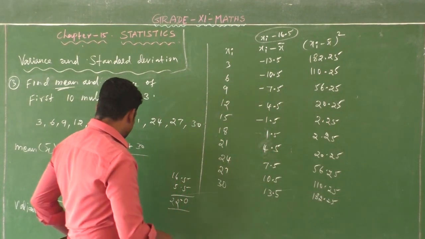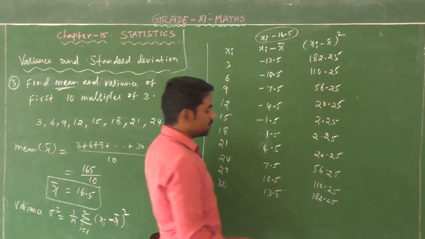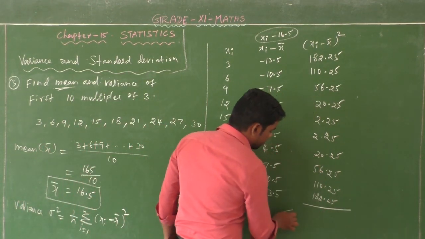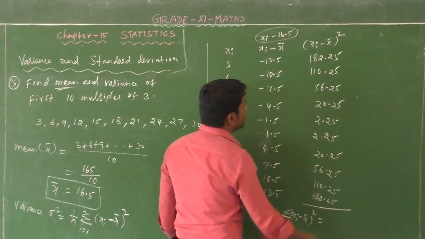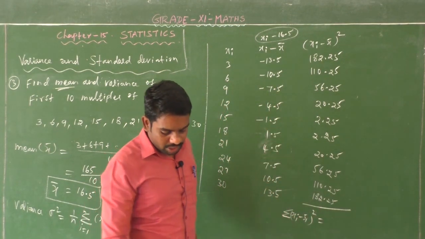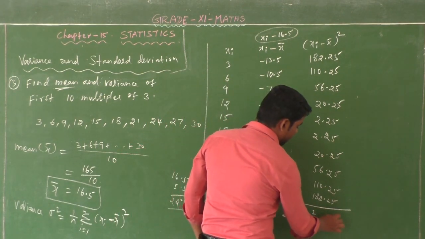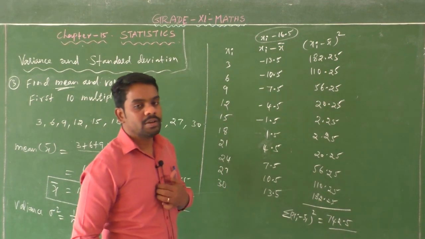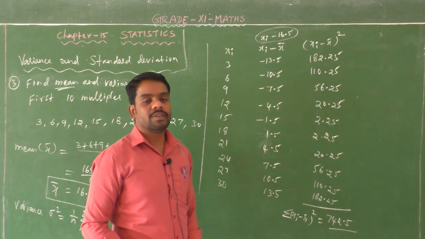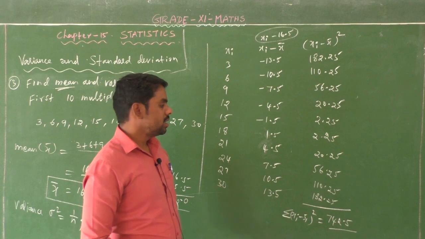So you need the summation of xi minus x bar the whole square, so the sum of these values. The summation of xi minus x bar the whole square is equal to 742.5. Check this value: the sum is equal to 742.5.